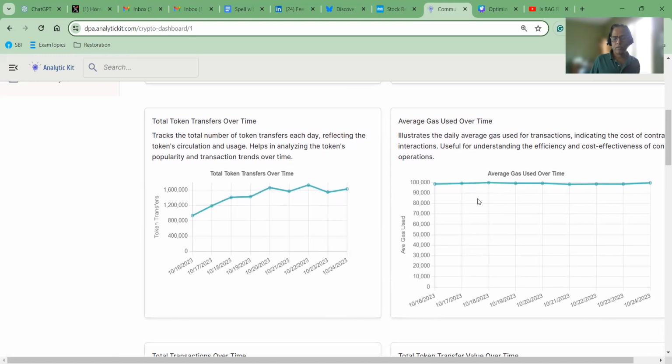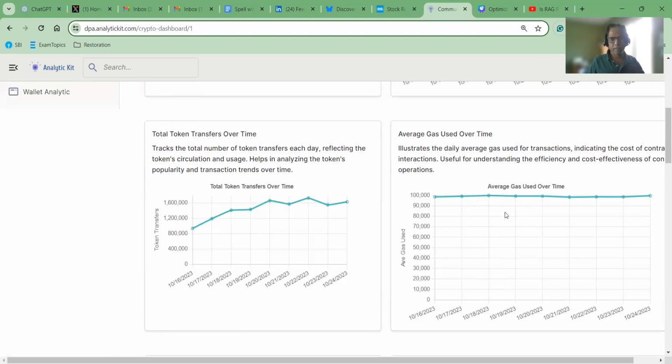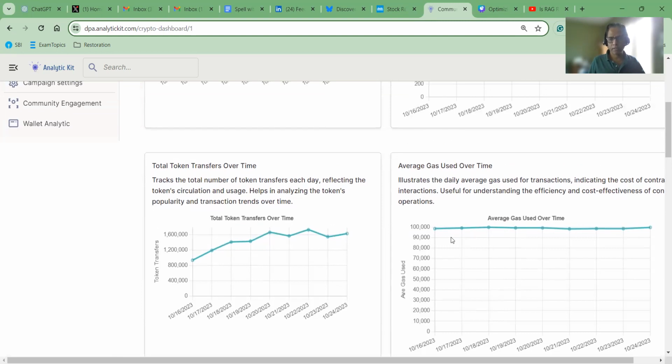This gas usage pattern tells you how your application was utilized by your users and how much gas fee they paid overall during each day. This graph is not particularly helpful because it is almost the same. Sometimes if you see variation, you can identify which days your gas usage is going up and which days the gas usage is coming down.